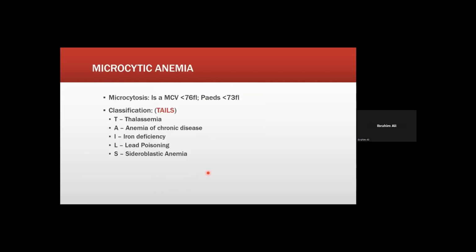Okay, so the next scope is to go through microcytic anemia. As I told you, for our MCV, some books say the normal range is 80 to 100 femtoliters, but according to your notes, it's between 76.